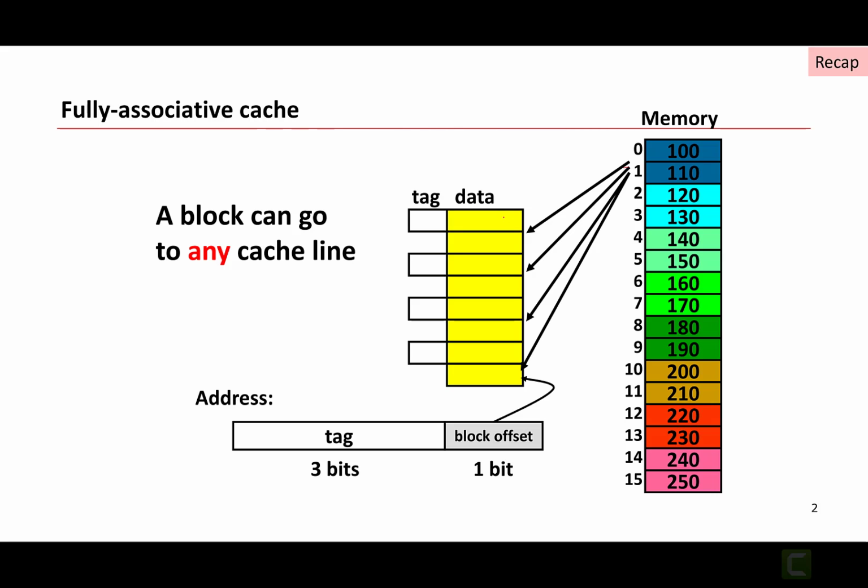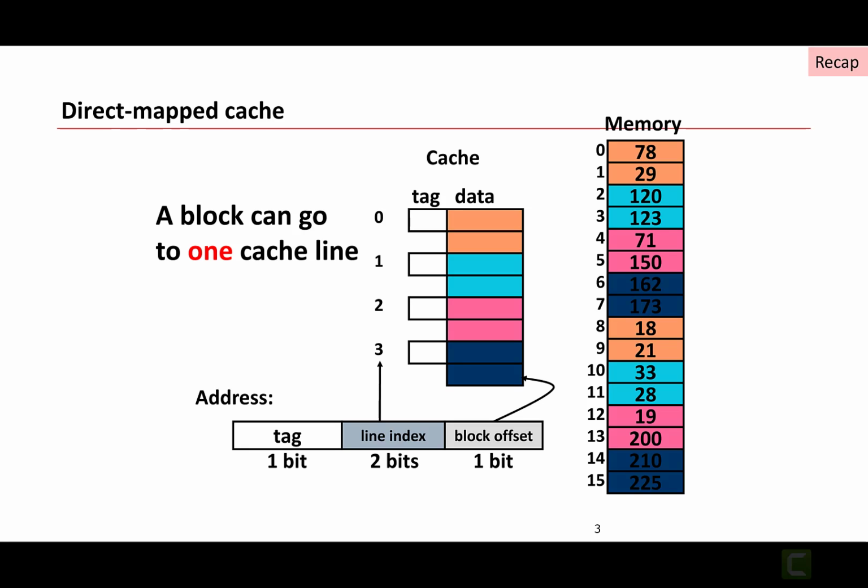Now the downside of this is that I need to do a lot of tag comparisons. If I have 4 cache lines, then to look up any given address, I need to perform 4 tag comparisons to figure out if that address is present in the cache or not, meaning if it is a cache hit or not. The upside is, of course, that because I have this luxury to store a cache block anywhere I want, generally a fully associative cache would give you a higher cache hit rate compared to the direct mapped cache and the set associative caches.